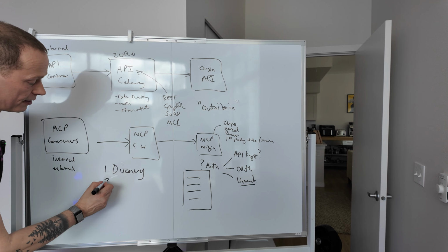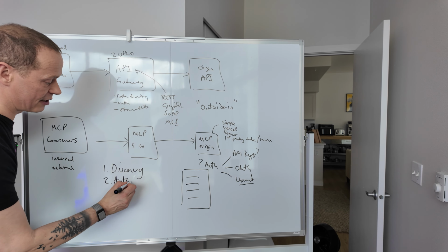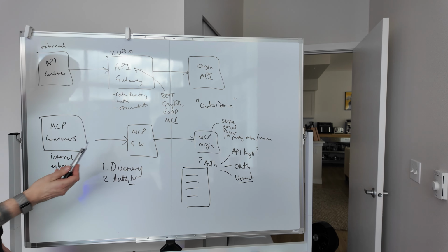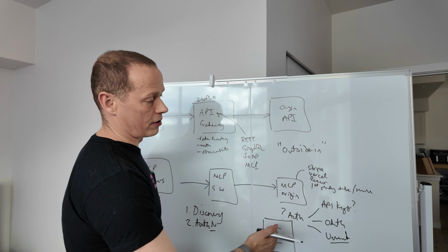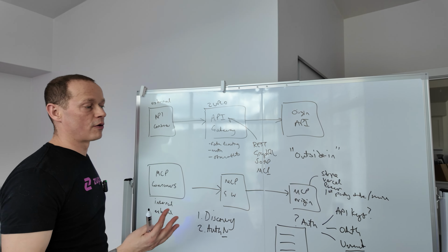What are they approved to use? The second is Auth translation, or authentication. Now, we don't want your employees using API keys or basic auth or any of these wacky auth mechanisms.